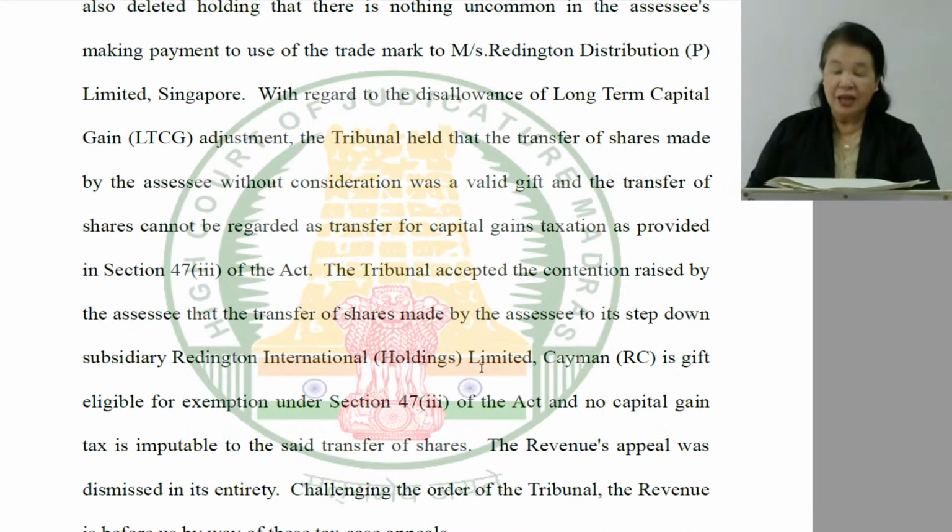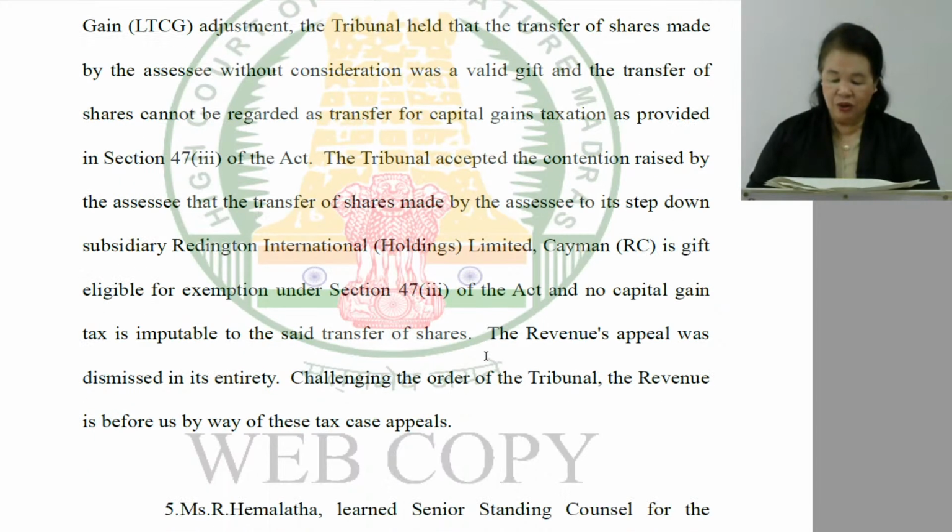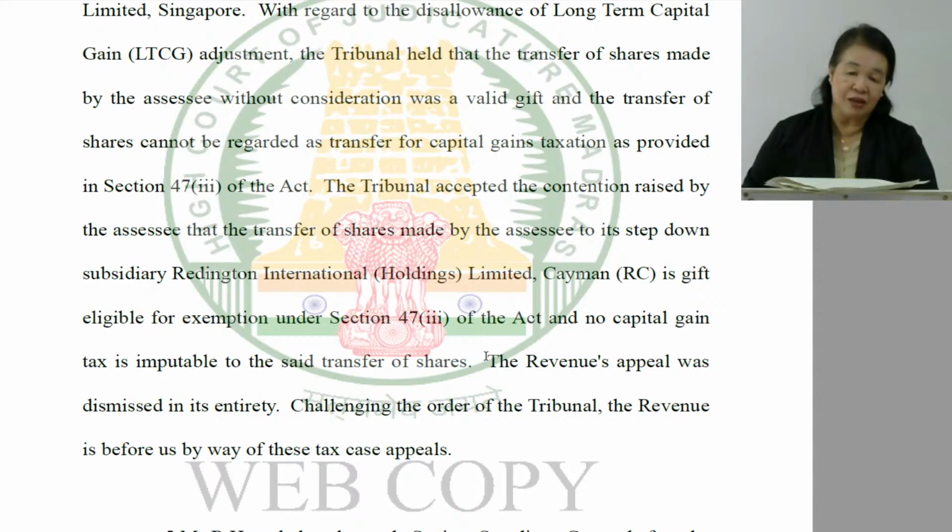So meron silang pinanghahawakan na batas na yung tinransfer nilang shares of stocks hindi taxable, walang capital gains. Why? Kasi kahit dito sa atin, di ba, merong binabayaran pagka nag-transfer ka ng shares of stocks. Ang tawag doon is capital gains, that you are going to pay on the sale of shares of stocks. Okay. The revenue appeal was dismissed in its entirety. So, anong ginawa dito ng income tax appeal tribunal?